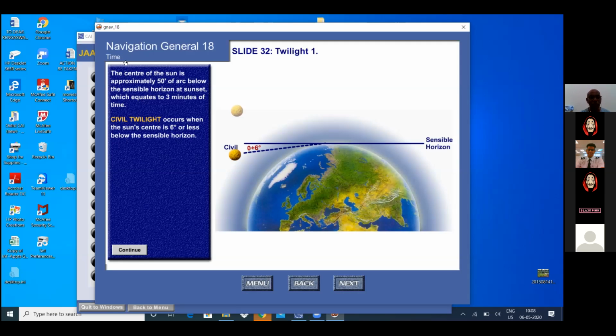Then the next phase is something called nautical twilight. Nautical twilight is when the sun is between 6 degrees and 12 degrees below the sensible horizon.